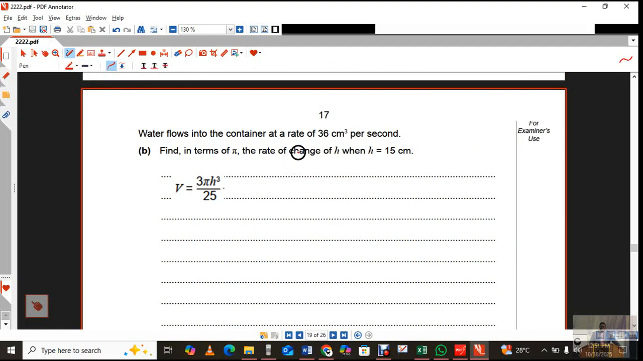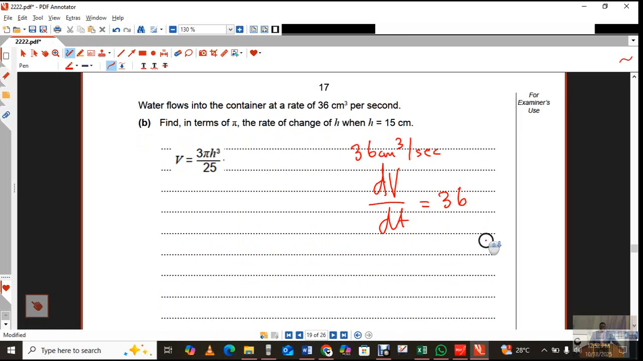Okay, let's see. It says the water flows in the container at a rate. Now, the rate in which the water flows, if you see, is 36 cubic centimeters per second. This is volume over time, dV/dt, the volume with respect to time, and we know that it's 36. You can leave out the units.